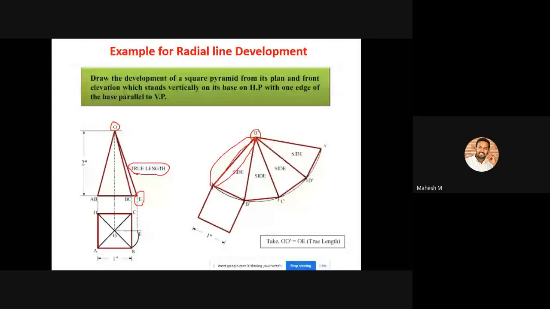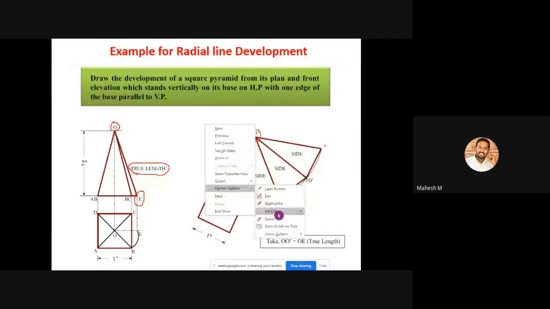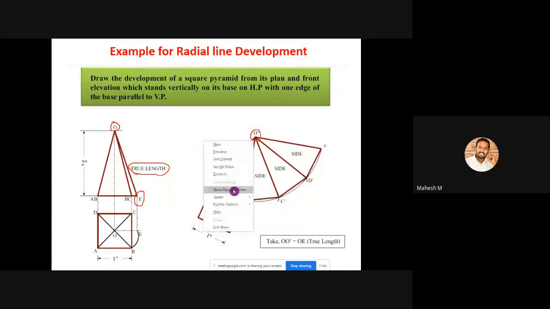Okay, after doing that, please make an arc with the length of OE. So in the OE, for example, let's say there is a 70 mm length. You can measure this length of this particular true length line. Then you can generate this particular slant edge. And also you can create an arc like this particular arc.